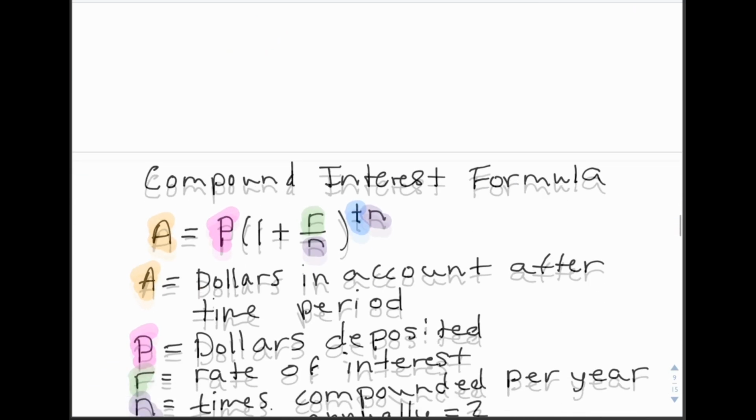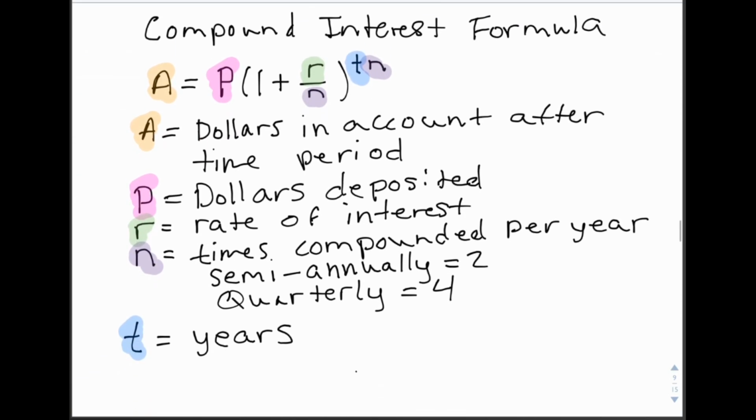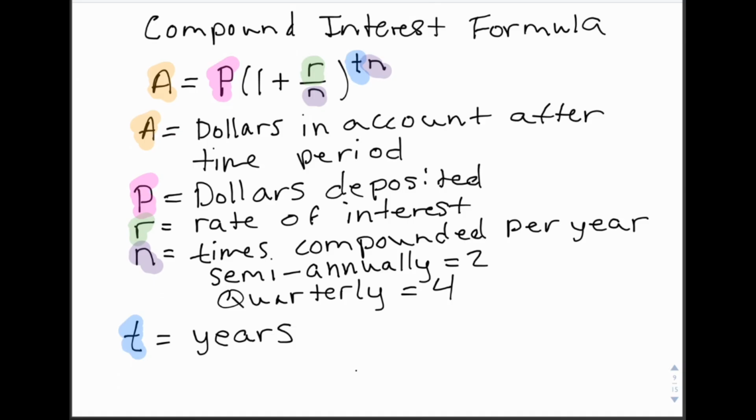Okay, so next we can go ahead and move on to our compound interest formula. So our compound interest formula is going to state A is equal to P times (1 plus r divided by n), and then it's going to raise that quantity to the t times n.